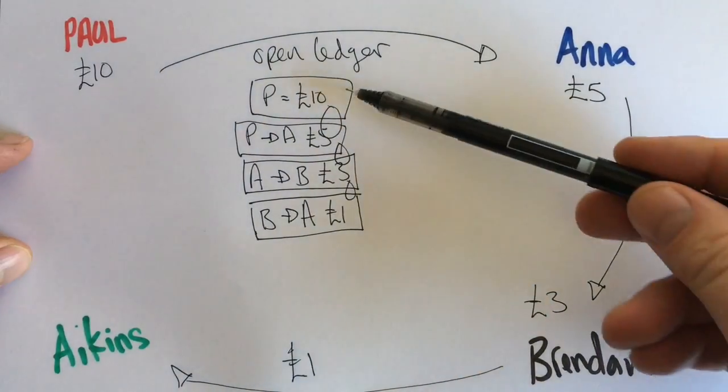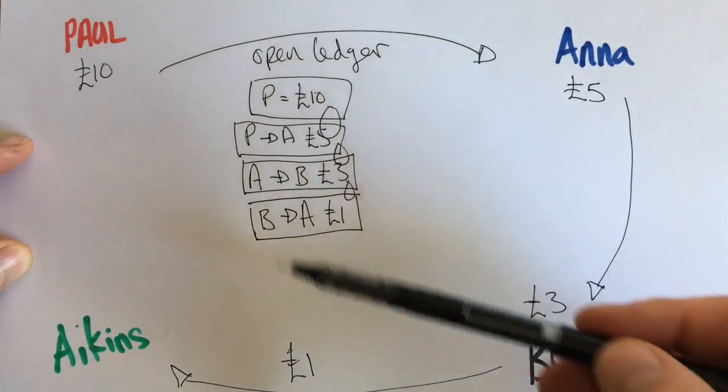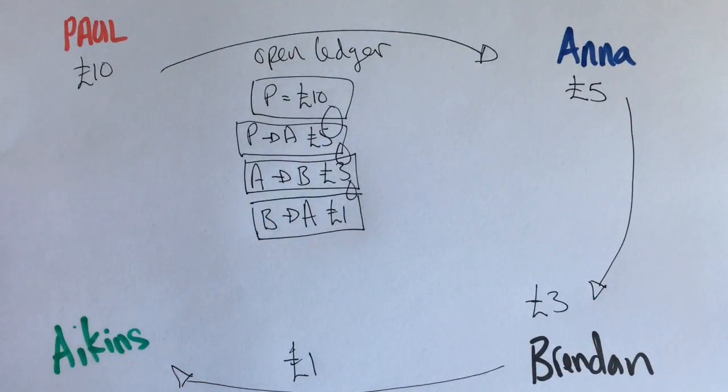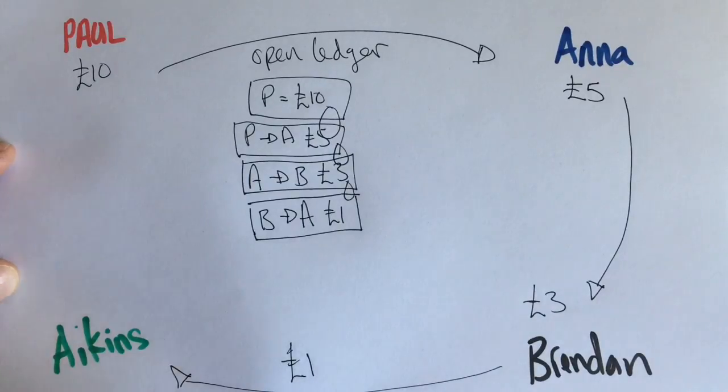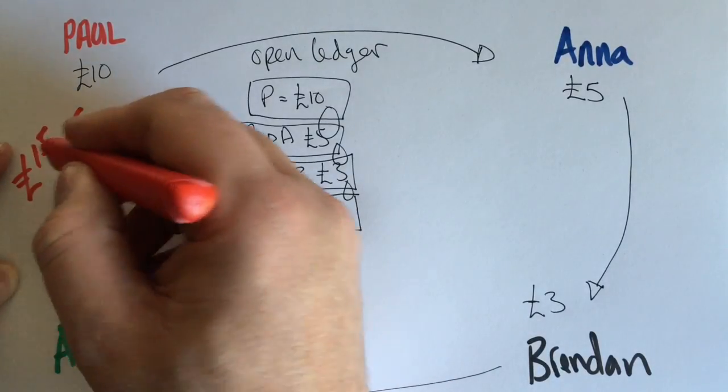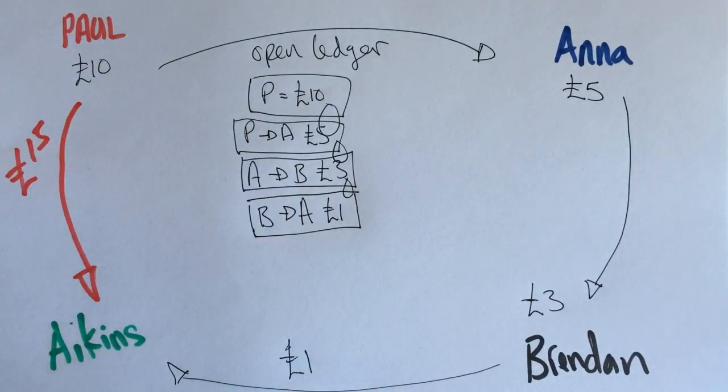So now we have a link of these various transactions that are open, and it forms a chain, hence the name blockchain. Everyone can see the transactions. So if Paul now decides he wants to try and transfer £15 from himself to Aikens, everybody on the network can now see immediately that isn't a transaction that can be validated. So this shows the first concept of blockchain, an open ledger of transactions.